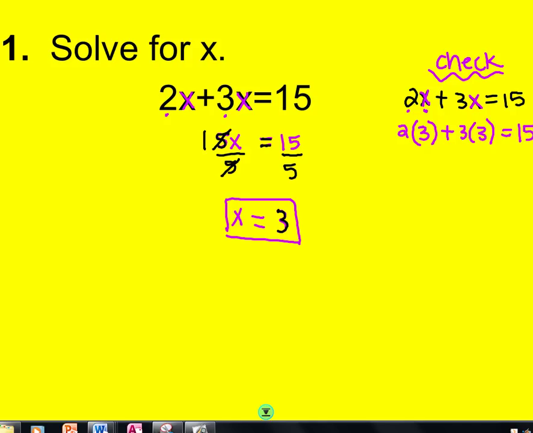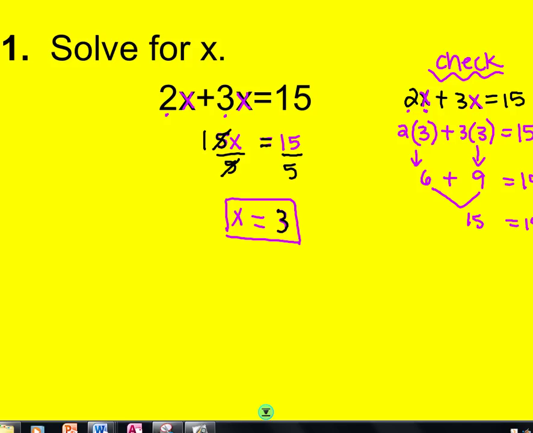So now I can simplify this. 2 times 3 is equal to 6 plus 3 times 3 is equal to 9 is equal to 15. So now I will finish this up. Last step, 6 plus 9 is equal to 15. So I did end up getting the same number on the left and right hand side of my check. So that tells me that I got the correct answer.